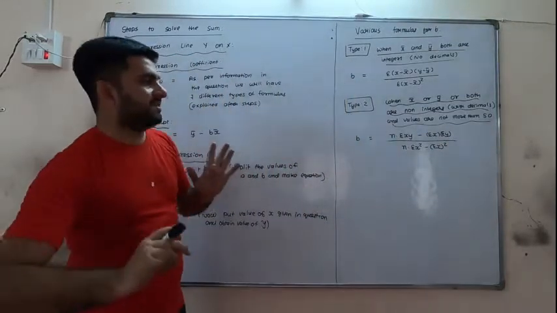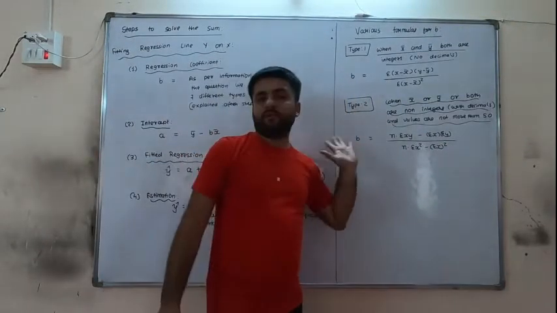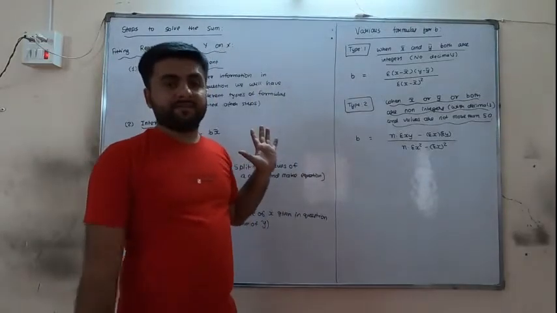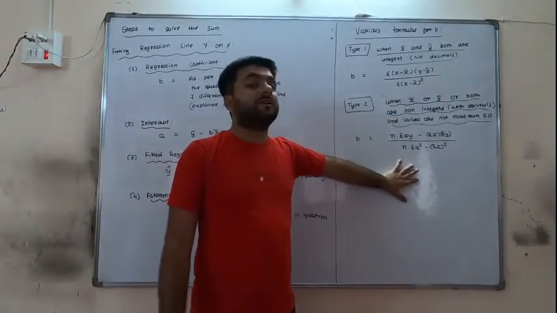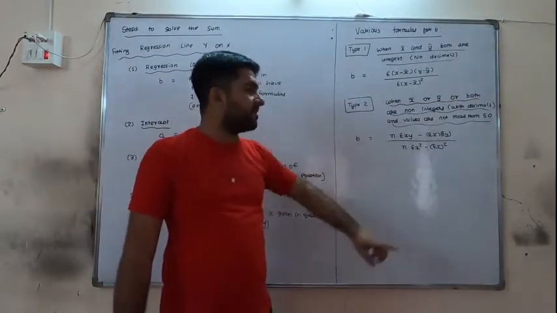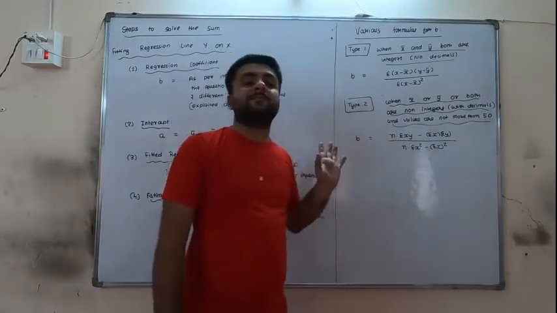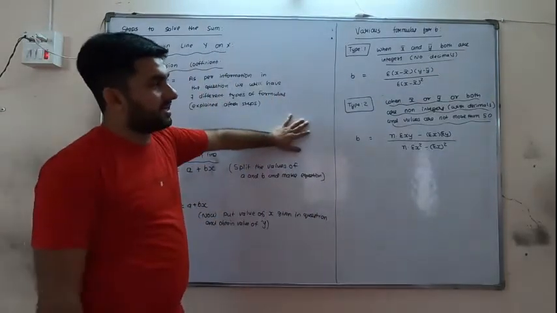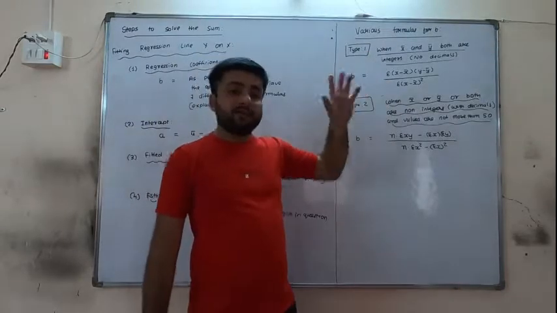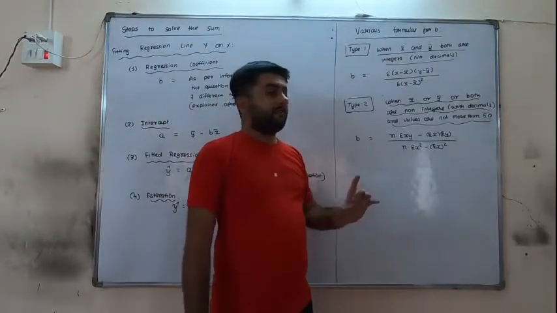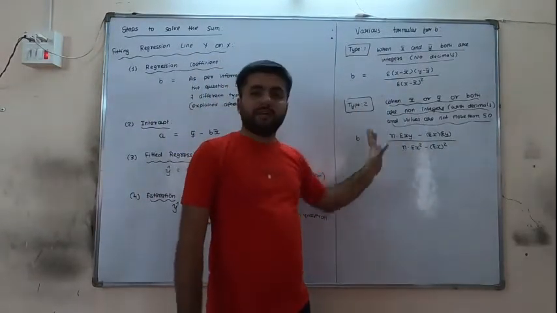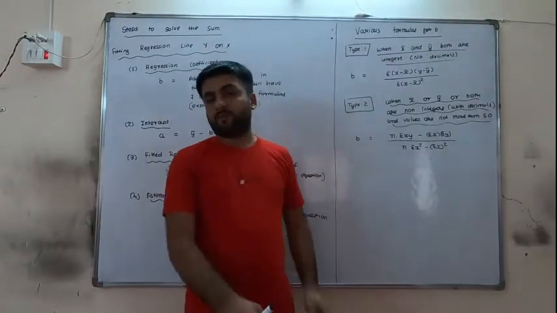See friends, only a slight change. The numerator is the same for both, only the denominator is changing. In the denominator we had two terms in square root. Now the square roots are removed and only the x term is taken, the y term is not taken. So these are the formulas. When x bar and y bar both are integers, use this, and when any one of them or both are non-integers, then use this formula.